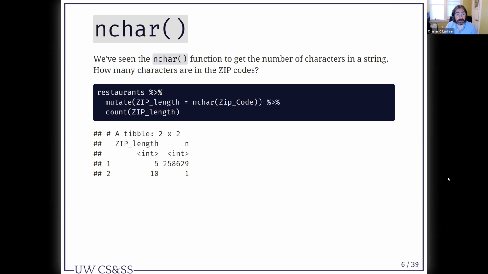So here's an application of this. Say I want to check and make sure that all the zip codes in my data are proper 5-digit zip codes. I don't want the full 10-digit ones, right? So I take the restaurant's data and mutate to create a new variable, zip length, the length in characters of my zip codes. This is equal to the number of characters in the zip code column. Then I count this zip length variable, which gives me a frequency table of it.